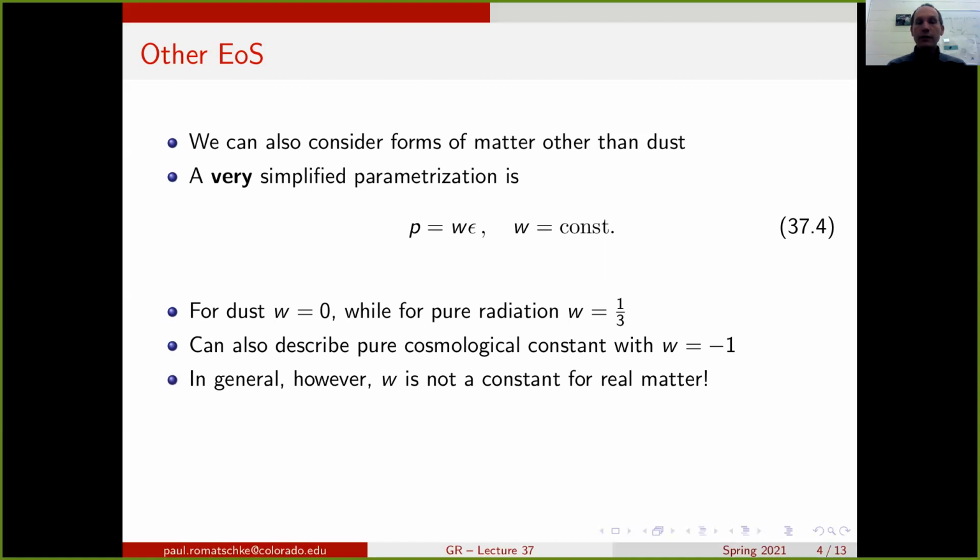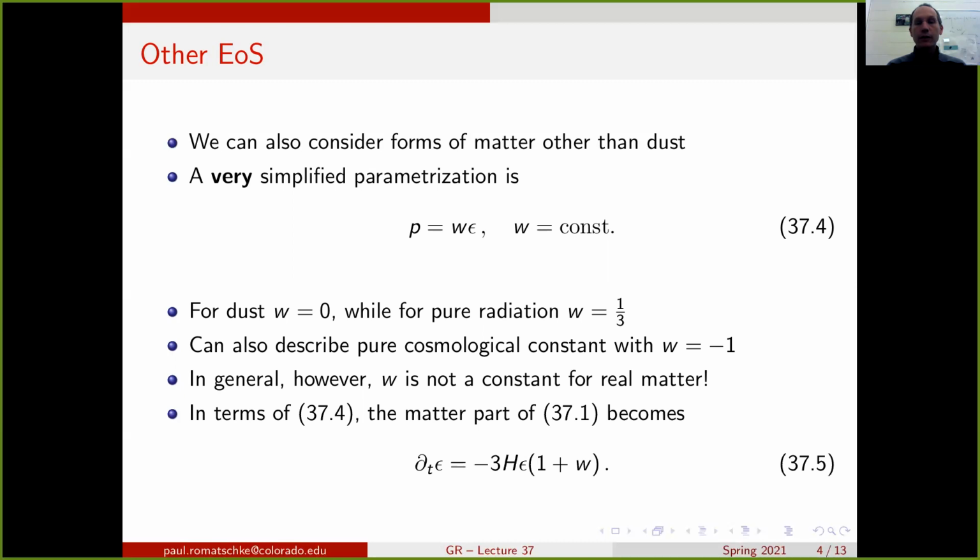However, in general, of course, the equation of state is not linear. For real matter, you will typically not find a constant parameter w that gives you the equation of state. It is an approximation. However, it is very useful for coming up with analytic solutions of cosmology that nevertheless capture some of the relevant properties of the matter. So if we stick with this approximate equation of state, we can plug it into the matter part of the Friedmann equations, and we get an equation that is linear in the energy density, which we can solve.